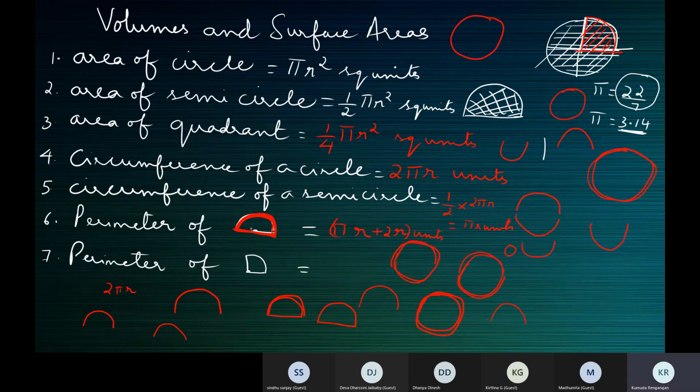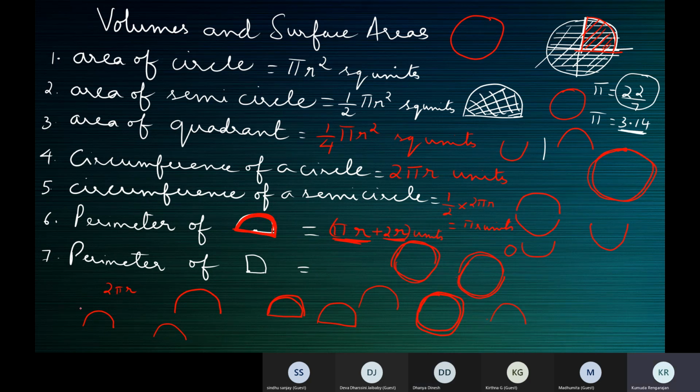So when you have to find the perimeter of this region, what do we see here? We see a semicircle whose length is pi r. We also see a line segment, which is nothing but the diameter of the circle, whose length is 2r. So pi r plus 2r is the perimeter of the given figure. Any doubt there? No, ma'am.